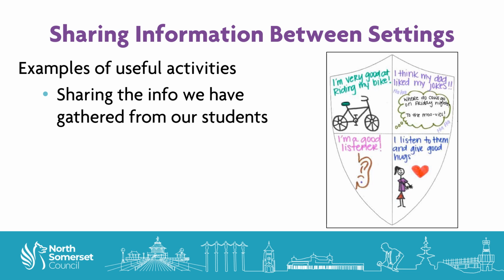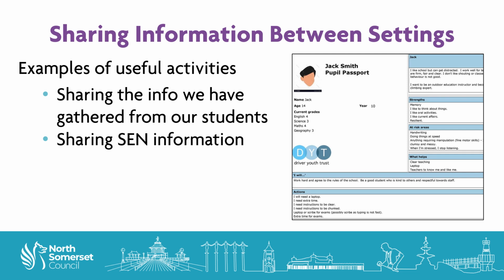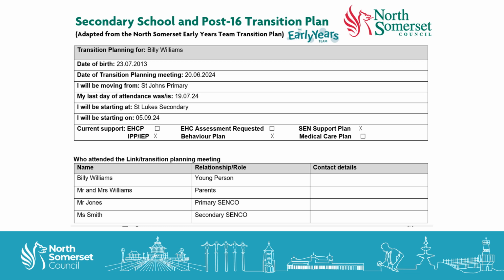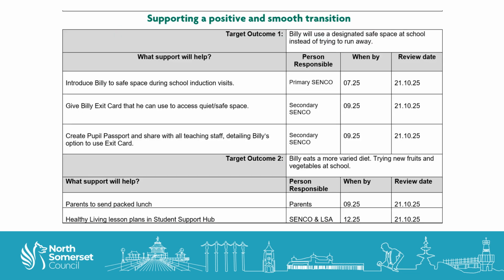It's also important to share information we have about students' special educational needs, and in particular, any information we hold about useful support strategies, for example, pupil passports, behaviour support plans, de-escalation plans. And the gold standard method for involving key adults is known as a transition planning meeting. These are reserved for students with special educational needs or disabilities or attendance difficulties, and they involve adults from the current and receiving setting meeting to create targets for transition and associated support strategies.